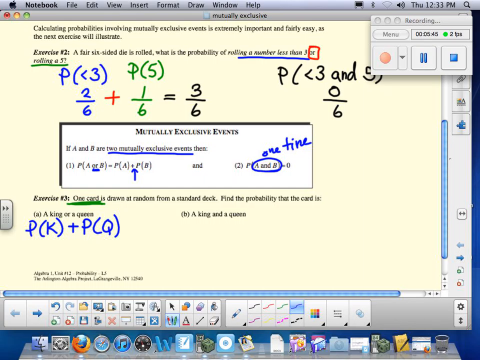What's my chance of getting a king when I draw? 4 out of 52. Good. And what's the probability that I get a queen? Instead, I drew a queen first. So still a 4 out of 52.